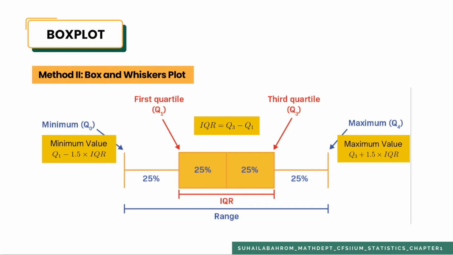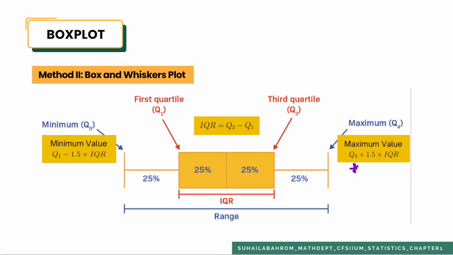And this is the upper inner fence. The third quartile is located here. So to determine the upper inner fence, it is equivalent to the third quartile plus 1.5 times the IQR. So you should know how to draw this box and whiskers plot, because from this box and whiskers, there is a lot of information that we can identify. Other than that, we can also identify outliers.